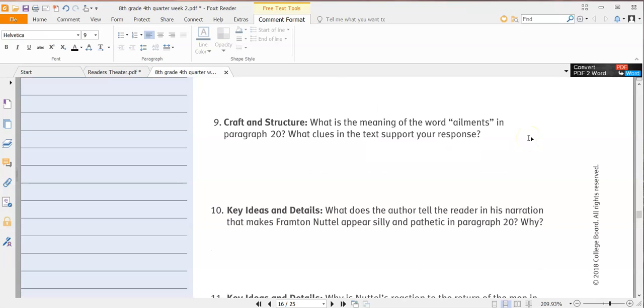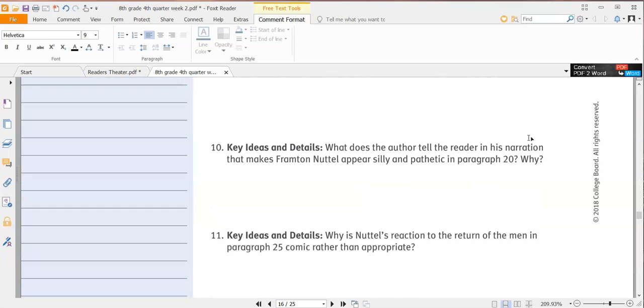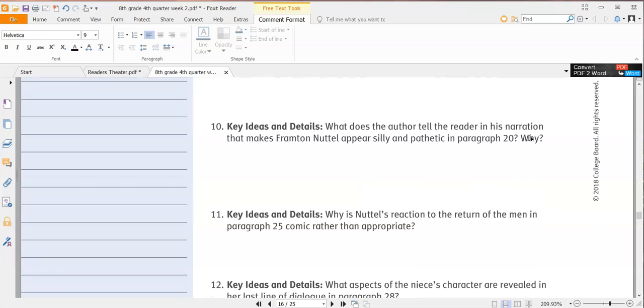For number 9, it says, what is the meaning of the word ailment in paragraph 20? What clues in the text support your response? So you're going to be looking for the word ailment in paragraph 20 and figuring out what that word means based on the clues in the text. For number 10, it says, what does the author tell the reader in his narration that makes Frampton Nuttall appear silly and pathetic in paragraph 20? Why? So you're going to be looking at paragraph 20 and figuring out what about that guy makes him seem silly and pathetic in that particular paragraph, and then why.